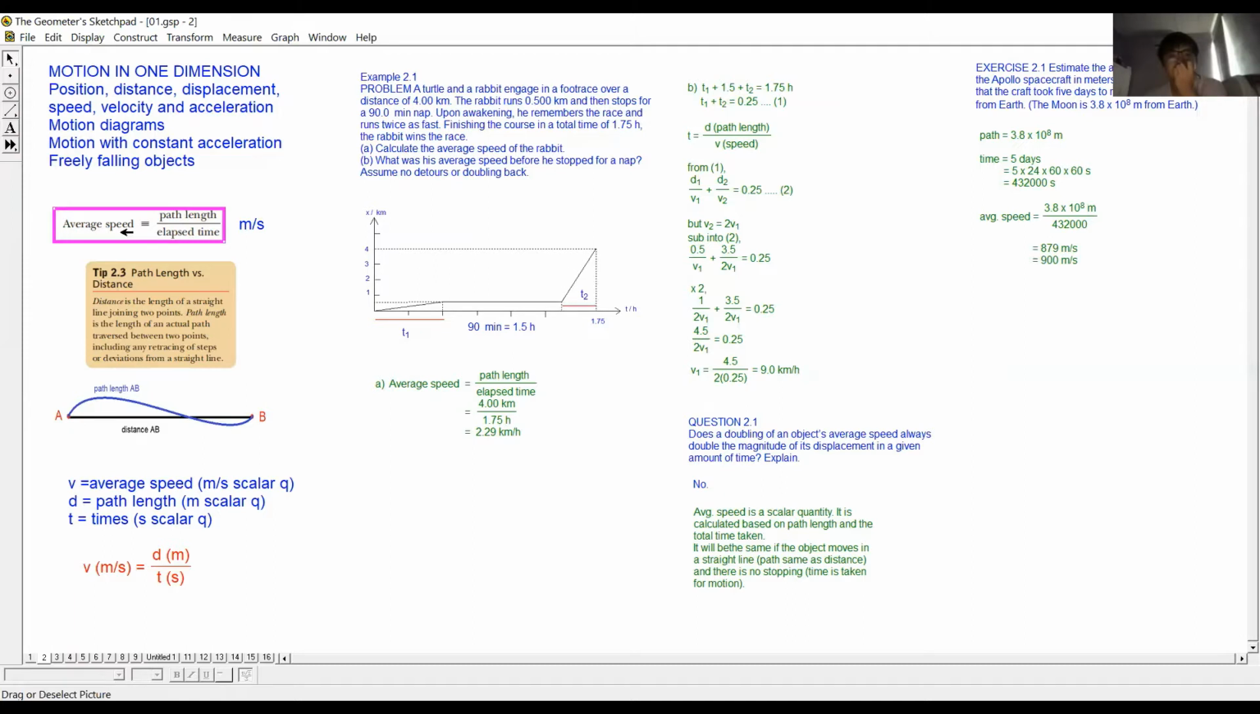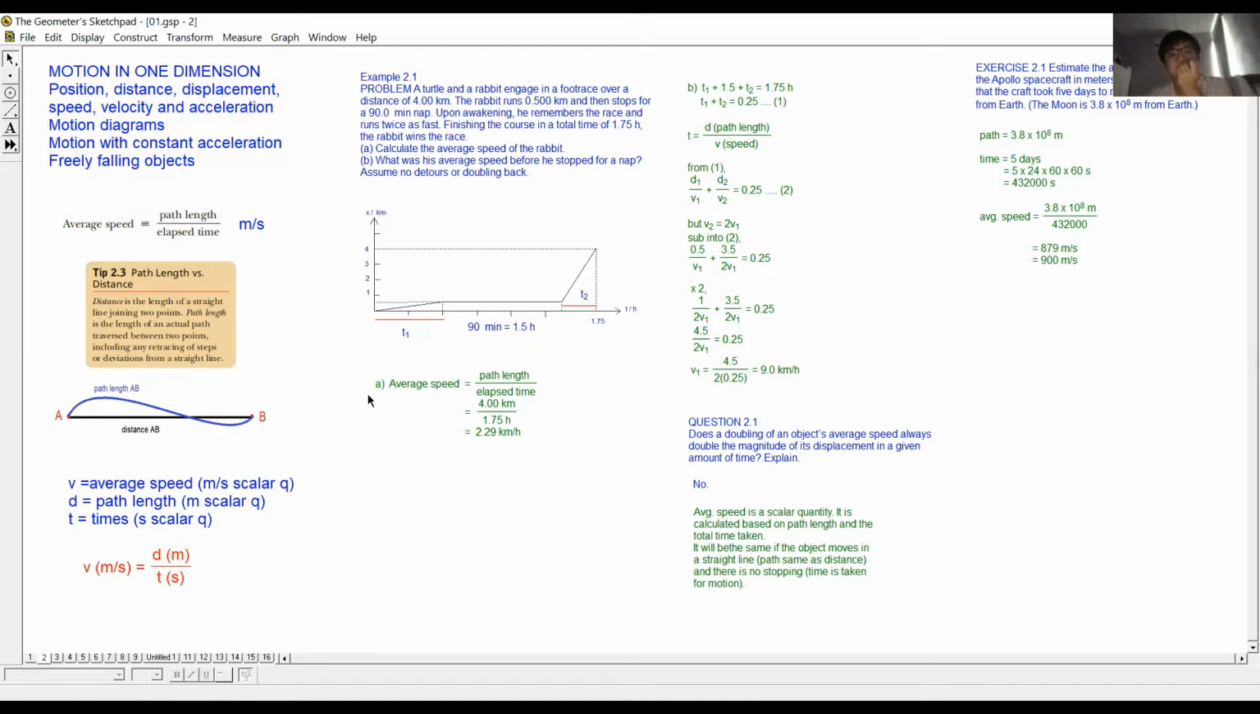Speed is the path length divided by the time elapsed, the time taken. Every physical quantity described here has its own specific meaning. You must know exactly what they mean. Now, path length. What is path length?